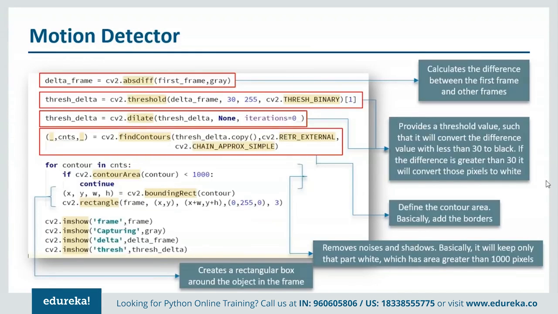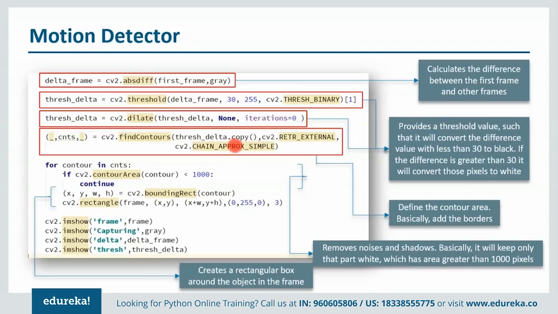After that, we are going to calculate the difference. As I've told you earlier as well, we are going to calculate the difference between the first frame and the subsequent frames which I have stored in gray. So this will calculate the difference. After that, I have defined a threshold. It provides a threshold value such that it will convert difference values less than 30 to black. If the difference is greater than 30, it will convert those pixels to white. So basically whatever object is there in front of the screen, it will convert that to white, right? Whatever the difference is. That's why I've given the color as well. And this is the difference value for which I've defined a threshold here. Similarly, I've defined one more threshold. You can see it over here as well, thresh delta that I'm using here.